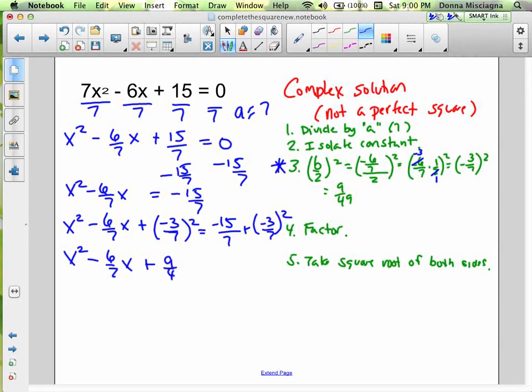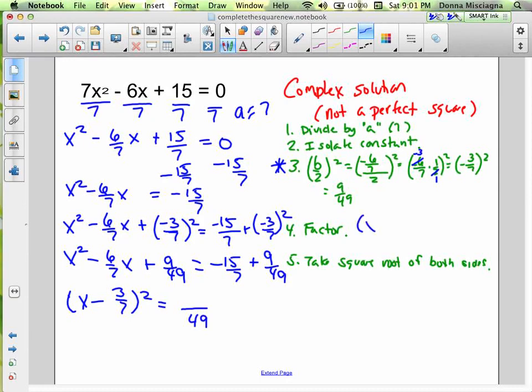All right, so lots of fractions here, but it's not going to be any problem. They follow a pattern. They're not that difficult to work with. Negative 15/7 plus 9/49. On the left-hand side, we could factor that: x minus half of 6/7. It was the thing we squared, right? When we divided 6/7 by 2, it was 3/7. So it's going to be x minus 3/7 squared equals, we need to change the 15/7 so it has a denominator of 49.